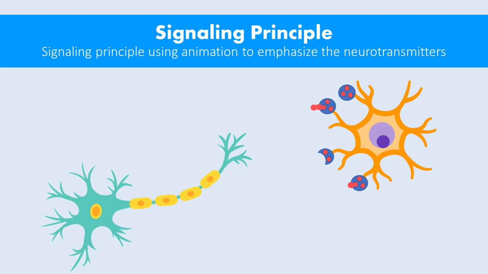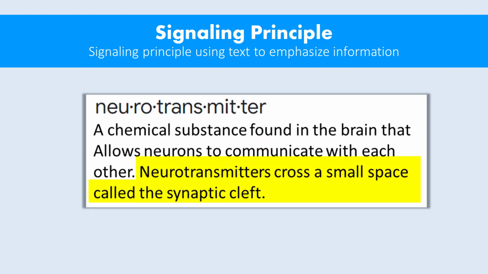In this next slide, we can see how an animation signal shows learners what they should focus on. In this case, again, the neurotransmitters crossing the synaptic cleft. Finally, we can use text to emphasize information in a process or big idea of the learning content.